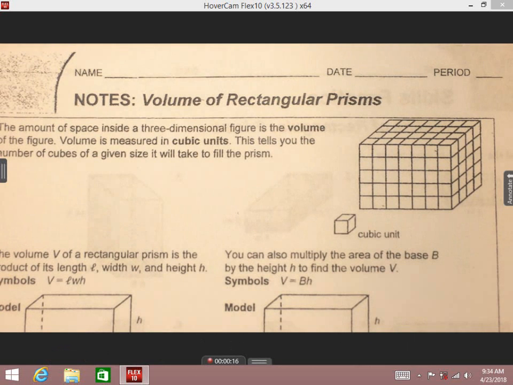All right, so volume of rectangular prisms. Now, in the past, we've been talking a lot about area. Area is when I have a flat surface and I need to know how much space is inside that flat surface, right? So area is when we're talking about flat surfaces.